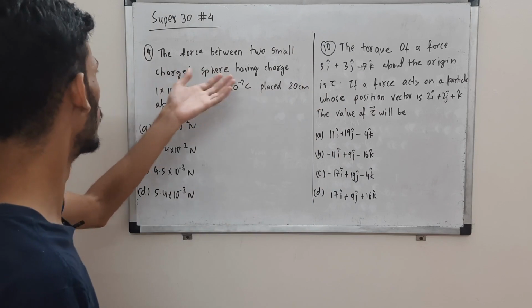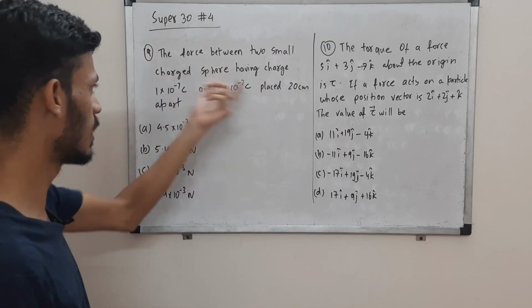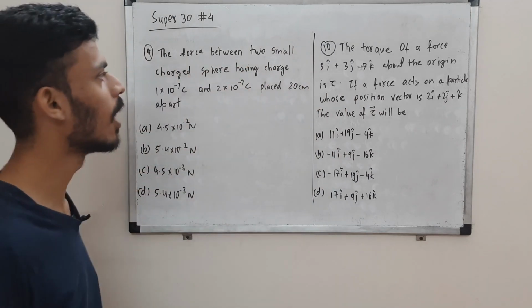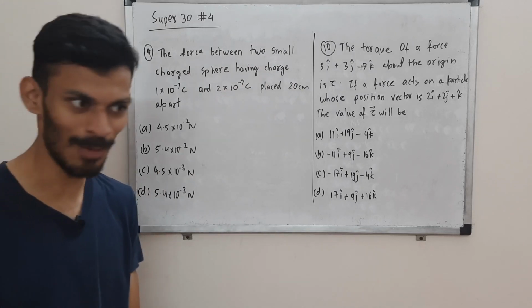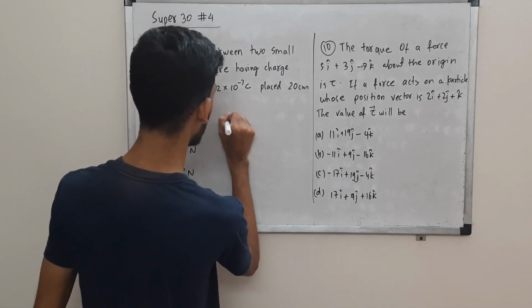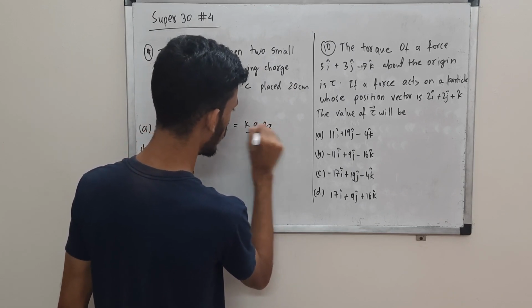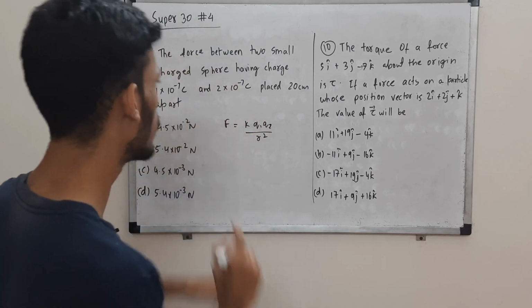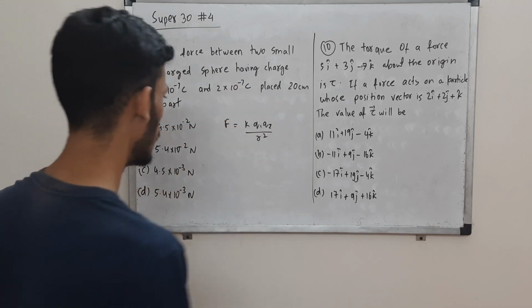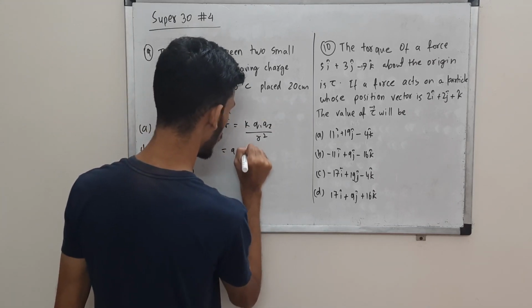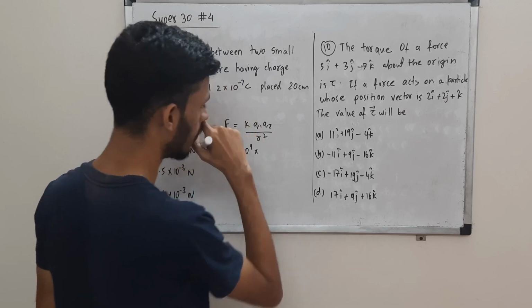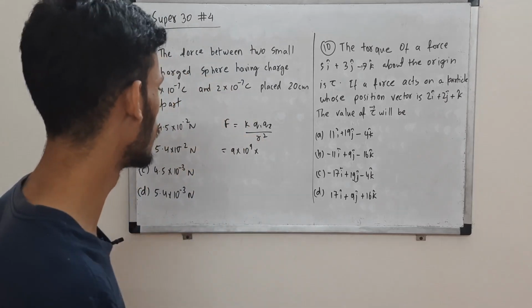Here we have two small spheres with charges this and this, placed at this distance. You are supposed to tell what is the force between them. It's very straightforward. You just have to use the formula F is equal to K Q1 Q2 by R square. Here, don't mess up with the units, this is in centimeters. K is 9 into 10 to the power 9. This was not mentioned, so that is maybe the catch. You are supposed to know the value.